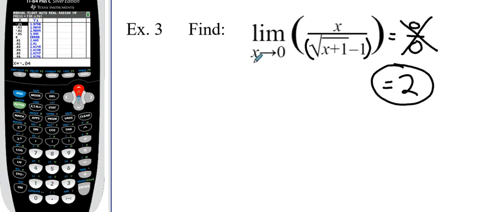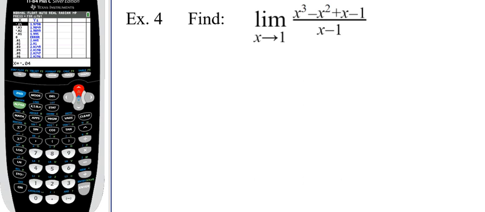All right, so what a limit is, it's saying when x gets closer and closer to some number, what does the value of this expression get closer and closer to? Let's take a look at another example. All right, fourth example here. Oh, this one looks really, really tough. Let's see what we can do.